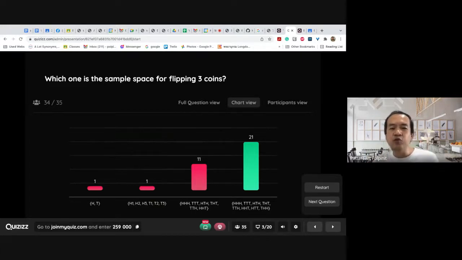Because you can have two possible outcomes for one coin, another two for the second coin, and another two for the third coin. So all possible outcomes is just 2 to the power of 3, which is 8, right? If you list them, the fourth answer is the most correct one. The third one, which 11 people answered, I think you missed some, like HTH. Yeah, you missed HTH. It's just some, not all the possible outcomes.